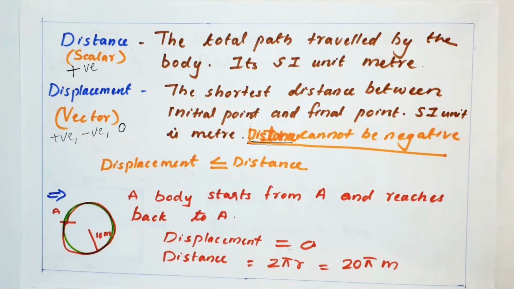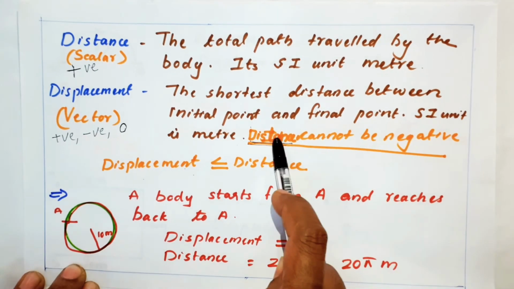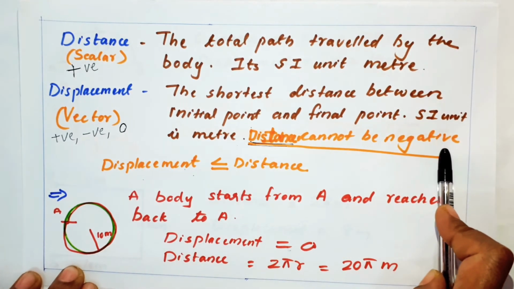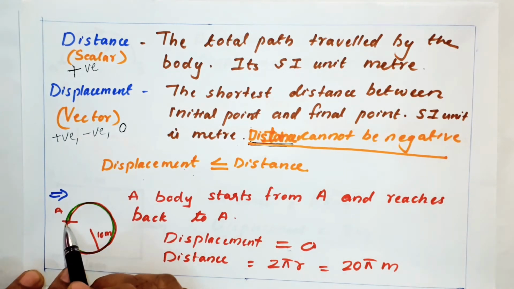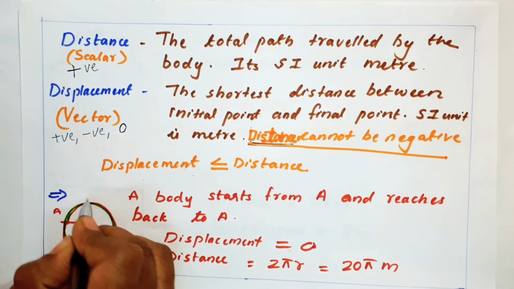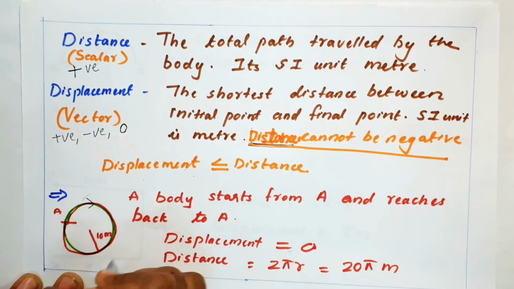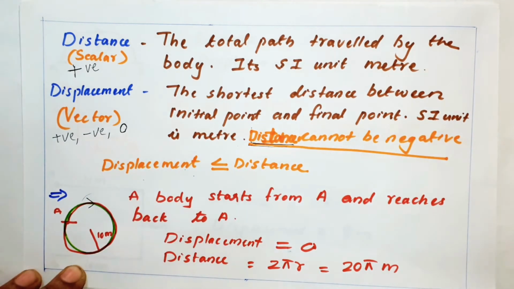I am going for an example. So, here I am again telling, see, this is the distance. I am talking about the distance cannot be negative, but the displacement can be negative. See an example, a body starts from A and it comes back to A. The body starts from A and it is going like this and it is coming back to A. I need to calculate what is distance and displacement here.